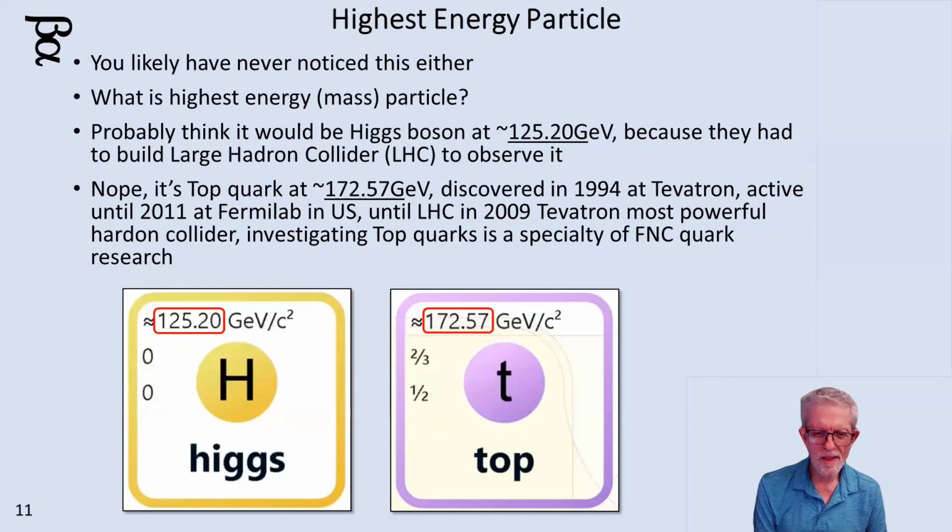Really? The top quark is 172 giga electron volts, and it was discovered back in 1994 at the Tevatron at Fermilab. So here you have supposedly the Higgs boson, the newest, greatest, and we needed the LHC to be able to break it out, but you're ignoring the top quark, which was found a few years earlier and actually has more energy than the Higgs.